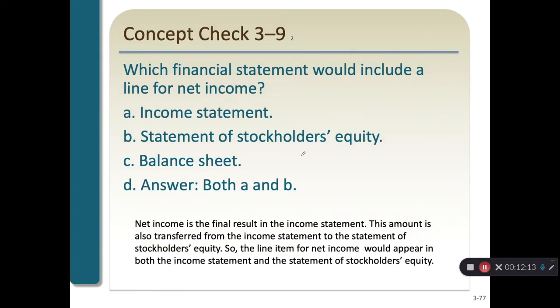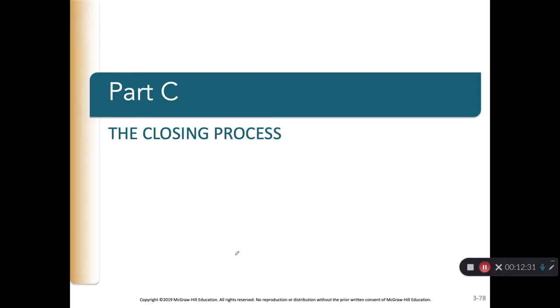Okay, yeah, net income is the final result in the income statement. This amount is also transferred from the income statement to the statement of stockholders' equity. So the line item for net income would appear in both the statement of equity and the income statement. Okay.